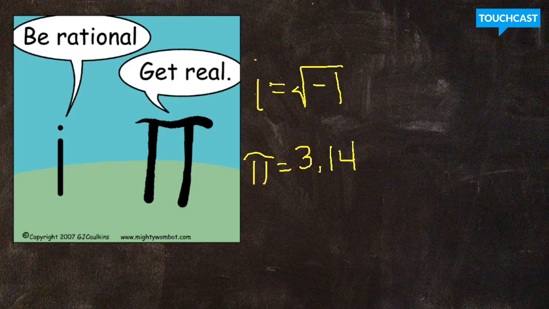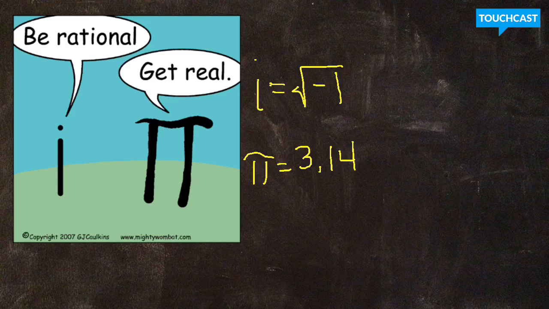Now, if you've ever looked at the number pi, you know that it continues on and on forever. It never terminates, it never repeats. It's 3.14159, and the numbers continue, and there's no pattern. It just continues on and on and on. So that makes it irrational.